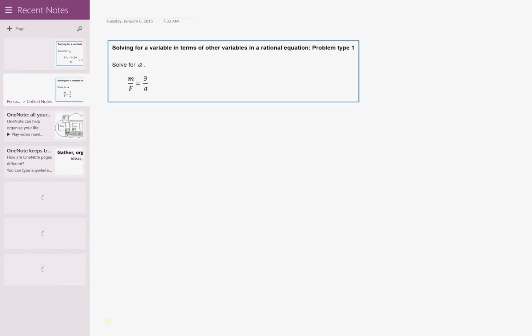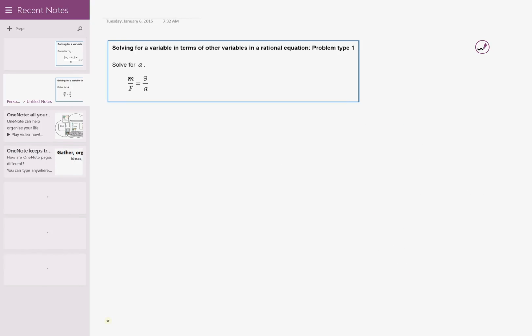We want to solve for a variable in terms of other variables in a rational equation. A rational equation just means that there are variables in the denominators. Remember, rational means that it can be written as a ratio. This is problem type 1, which is assigned to you, but I'm going to do 2 examples, one of which is a little more complicated than this.